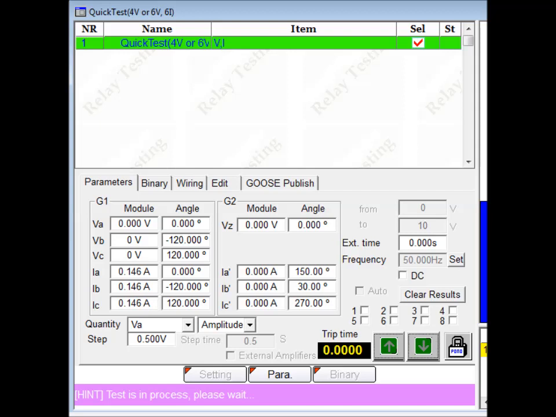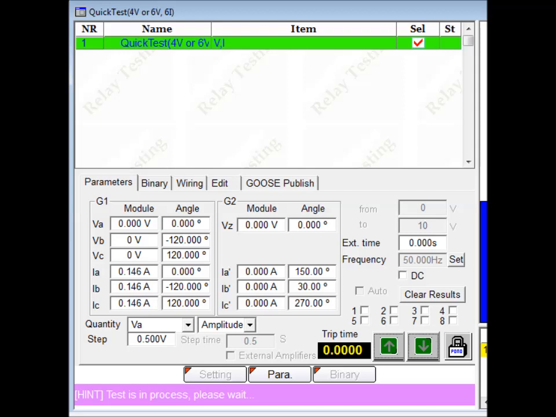Initially, we will test for ID greater than 0.2. Initially, we will give only the primary side current, that is, secondary current of 0.146 ampere in each phase. That is, during the charging of the transformer, only primary current exists.